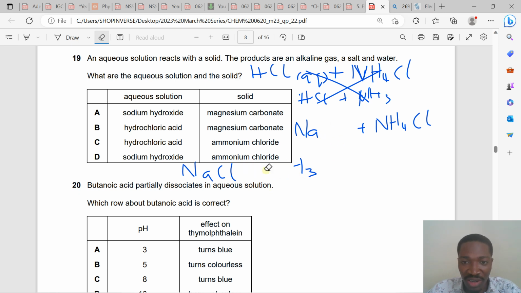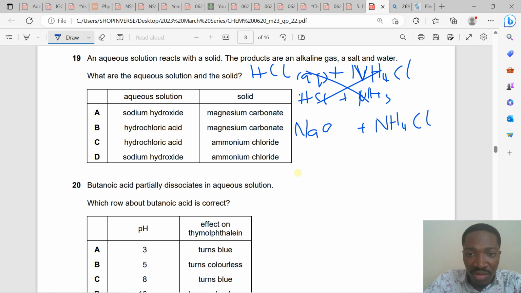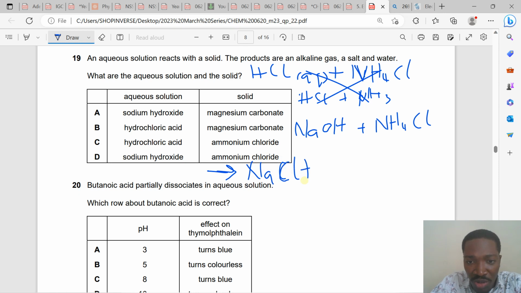This sodium hydroxide, NaOH, reacts with ammonium chloride. So what would this form? This will form sodium chloride. Okay, plus what else do you have? Sodium chloride plus, do you have ammonium hydroxide?